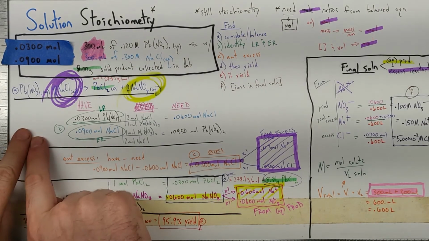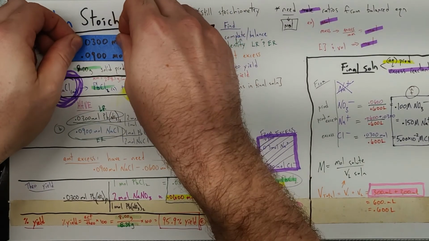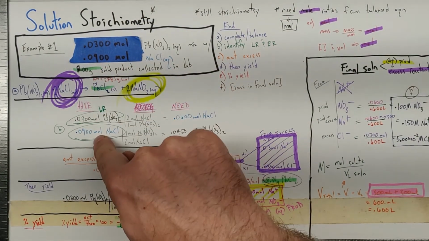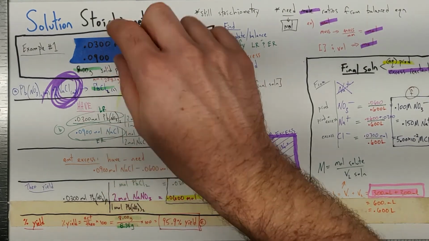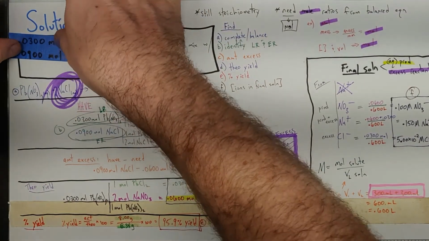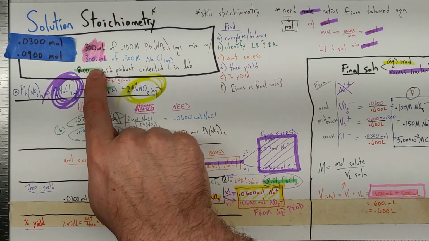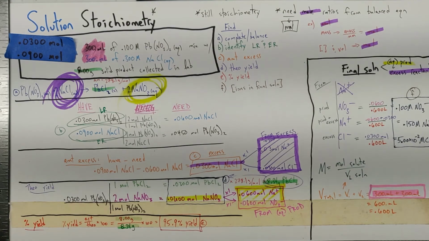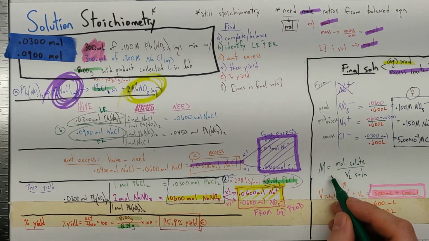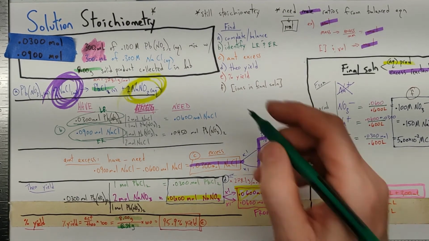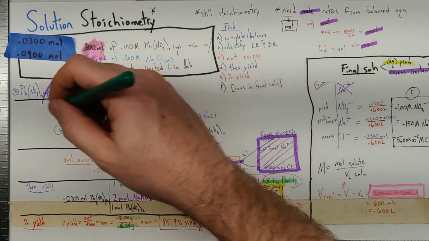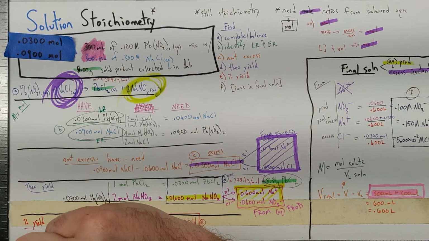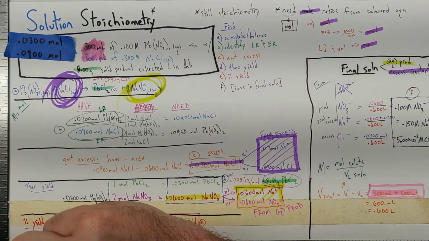Now, let's go back in time for a moment. I wrote down 0.03 and I wrote down 0.09, but what if I hadn't been given 0.03 and 0.09 and I had instead been given 300 mils of 0.1 and 300 mils of 0.3? And the answer is no problem. Since molarity is moles over volume in liters, I'll write that equation somewhere. Molarity equals moles over volume in liters.